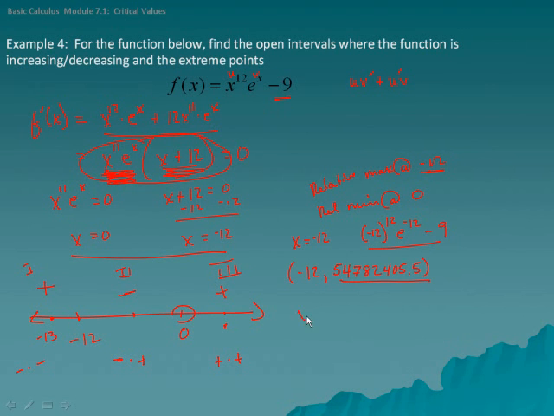Now let's look at our min point. If we let x equal 0 like we said, and we plug that in, that would give us 0 to the 12th power times e to the 0 minus the 9. And so that would give us equal to negative 9. And so we would have 0 comma negative 9 would be the other value, and that would be the minimum.